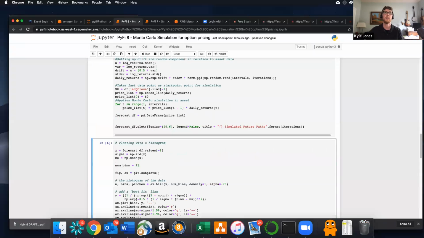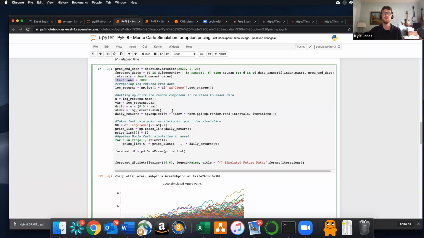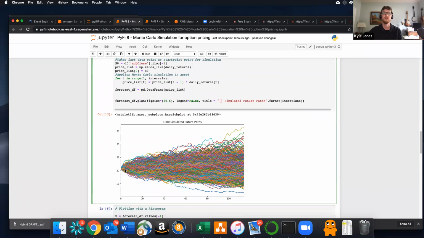So if we run cell 5, at the very top here, I have iterations. So that is how many different simulated futures I want to do. This can be any positive number, but the higher the number gets, the longer it's going to take to run. All right. And so we get this crazy looking graph. Each color represents an independent run of a future. So each one is a potential future. Everything starts at the same place because we know the price today. What we don't know is the price tomorrow.